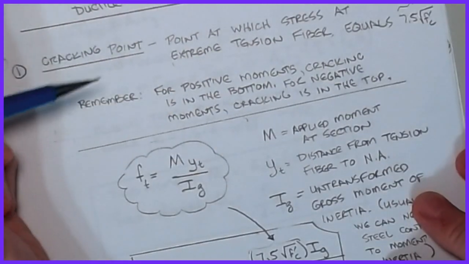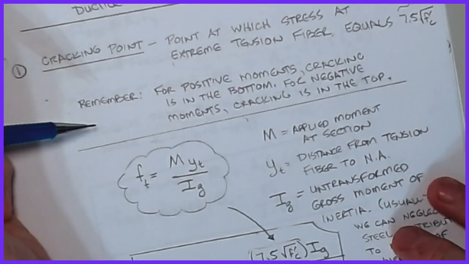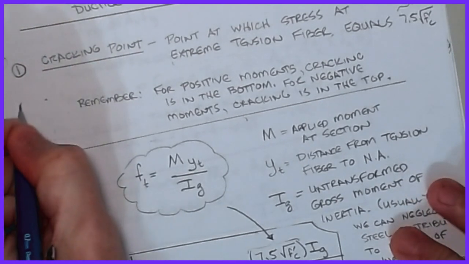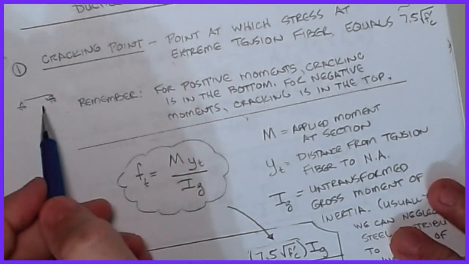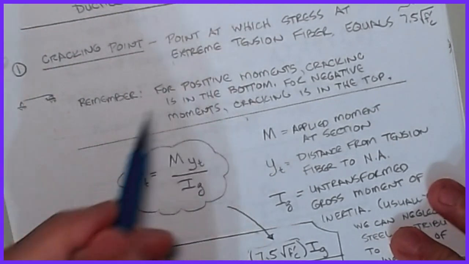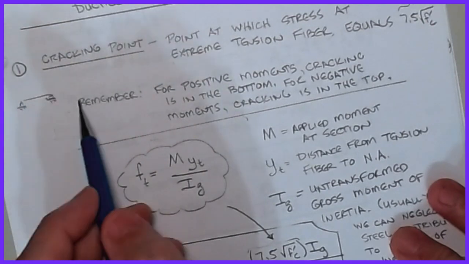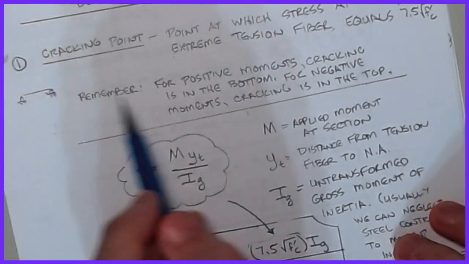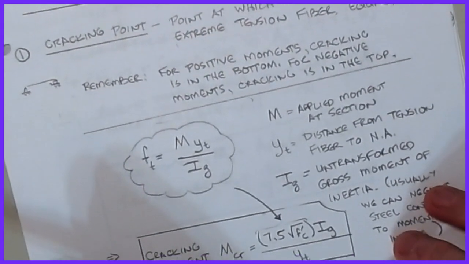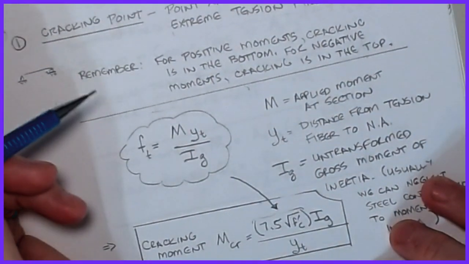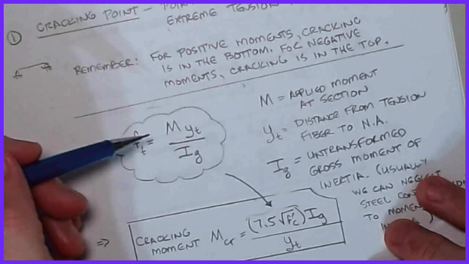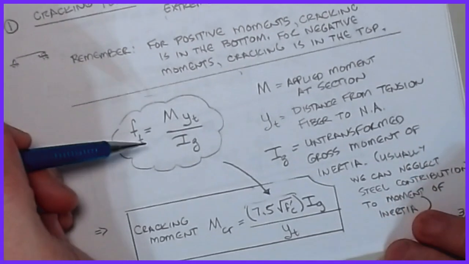For positive moments, if you remember, for simply supported beams, a positive moment is a moment that causes cracking in the bottom, and a negative moment causes cracking in the top. With that, we can start to locate where crack patterns occur, and that will be one of the exercises that you'll do in one of the later assignments. It's fairly easy to predict where those are falling.